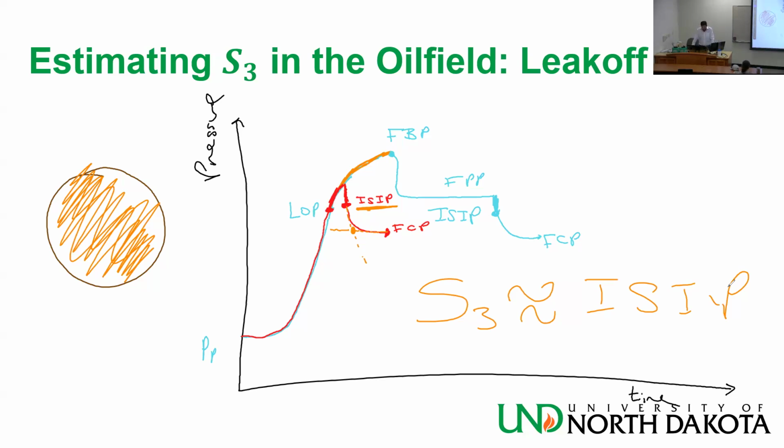I would say case by case basis, like if you want a low value for a maximum limit, okay, use FCP. So is it best to underestimate S3 or to overestimate? It depends on your function, right? If you are building a mud window, you want to underestimate, right? So you are going to go with a lower value in that case. For fracture pressure, because you want the lowest possible fracture pressure to be on the safe side, right?